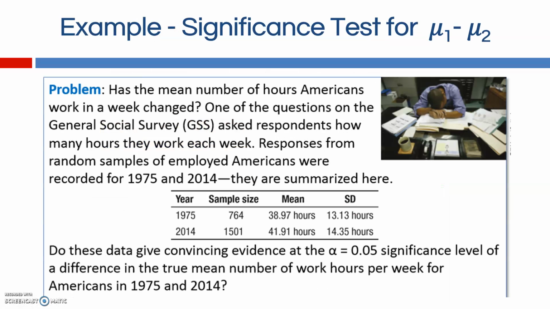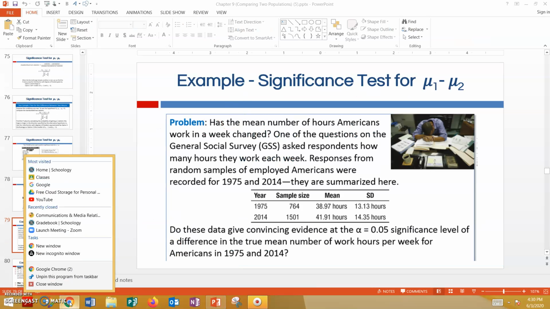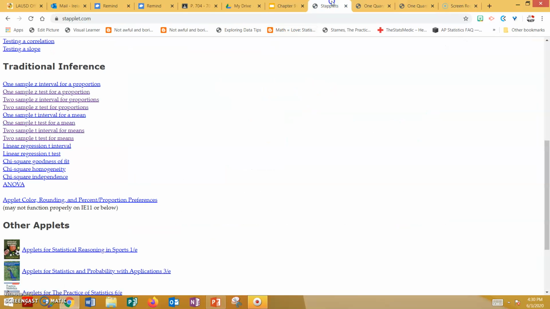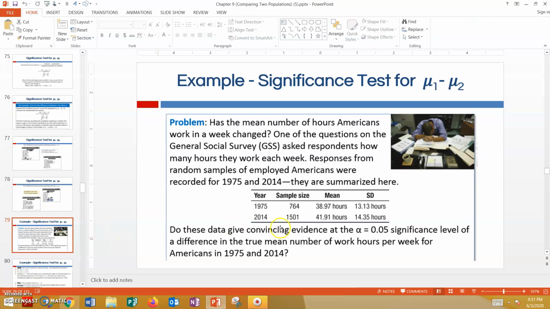Now, let's go ahead and look at this problem. Now, if you're going to do it on Staplet, let me just go ahead and talk about that quickly. For Staplet, we are going to look at the two-sample t-test for means right over here. That's the one that you'll click. So I'll show you how to do it in just a bit. Let's go ahead and look at this problem here and finish this up.